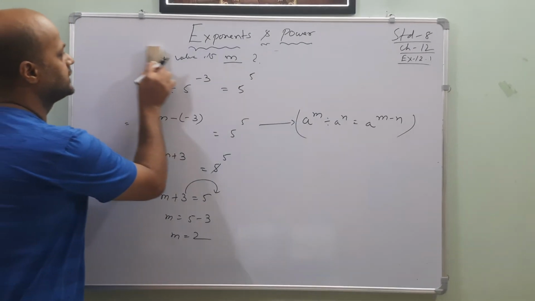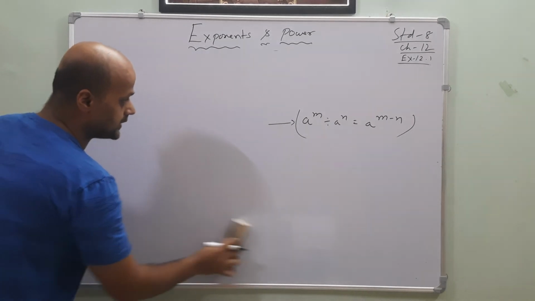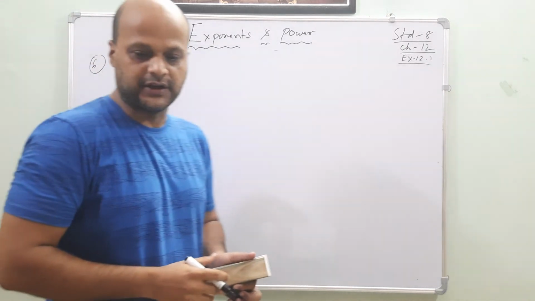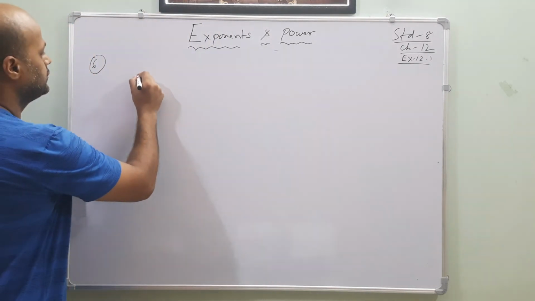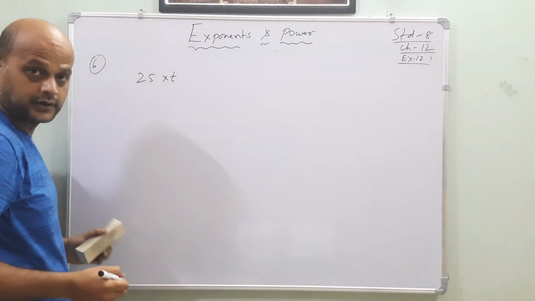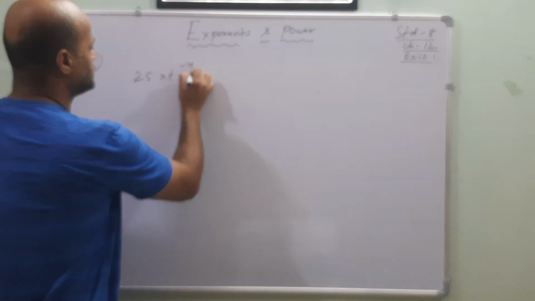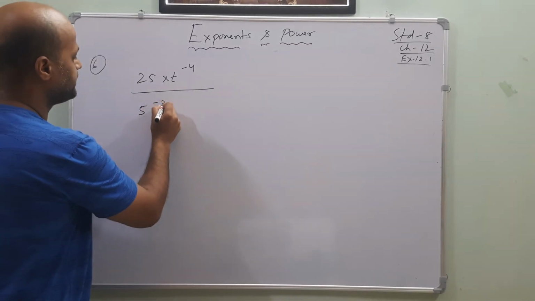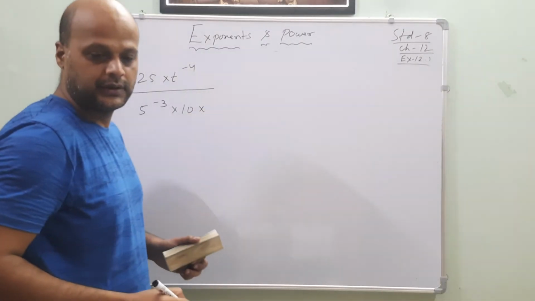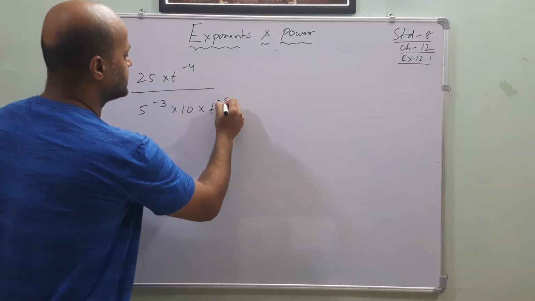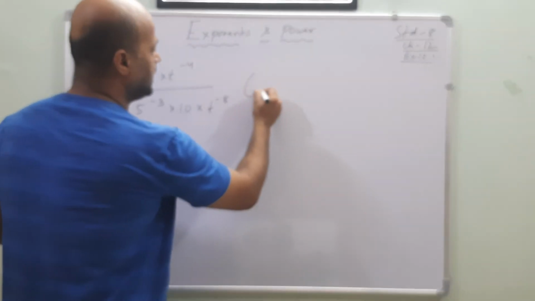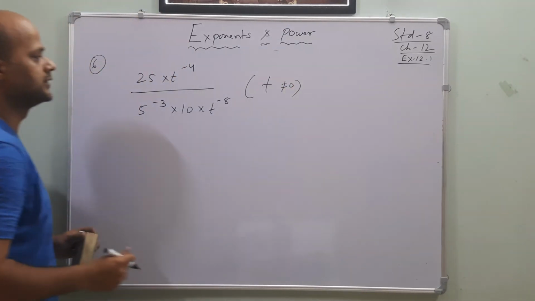Okay. Sixth one. What is the sixth one saying? It is very important. What is the question given? The question is: 25 into t power of minus 4, divided by 5 power of minus 3 into 10 into t power of minus 8, where t is not equal to 0. You have to remember this one.